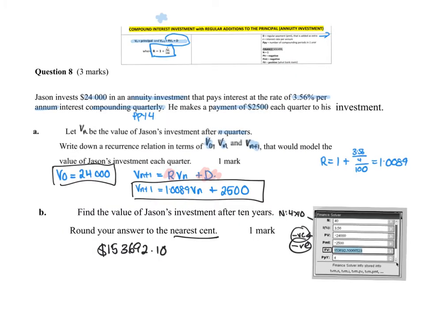Sorry, my mic was just off for that. So what I did do when they asked me to go for the recurrence relation, I found compound interest investment, because that's what an annuity is.